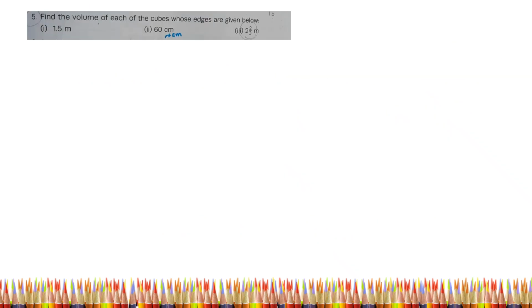Now this question is simple, where you have to find the volume of the cubes whose edges are given. Edges are where two surfaces meet. You can say one side of the cube. In this case we are given the cube, and a cube has all the sides of equal length. So we can say volume of cube is equal to L multiplied by L multiplied by L, just like the Rubik's cube where all the sides are of equal length. So we have to find the volume by multiplying the lengths together.